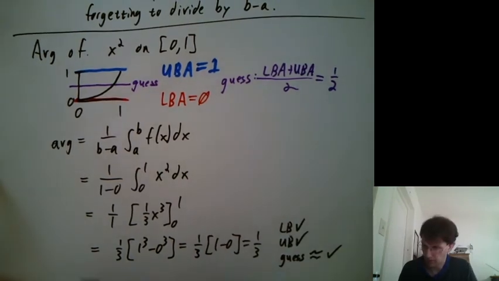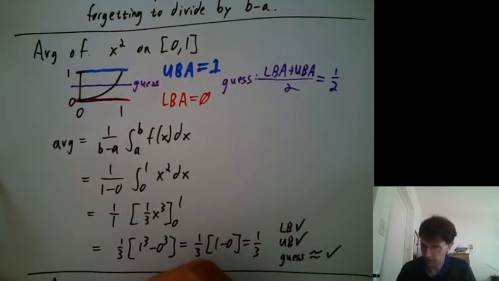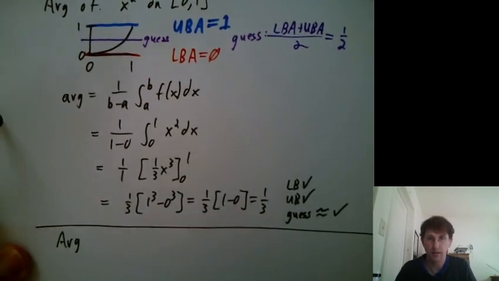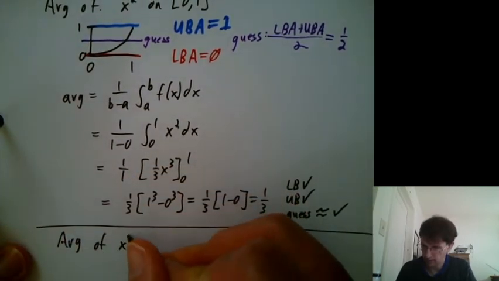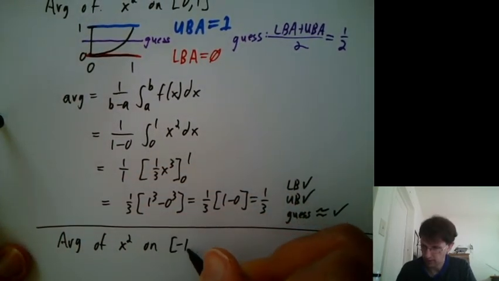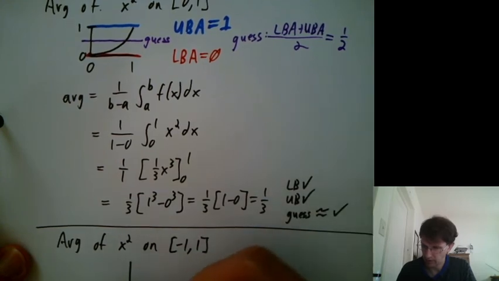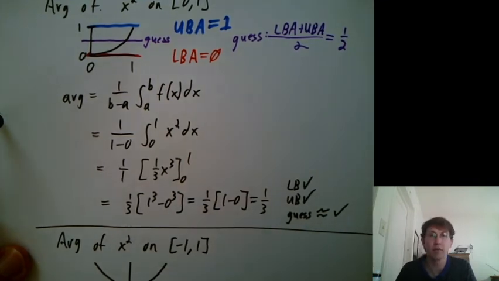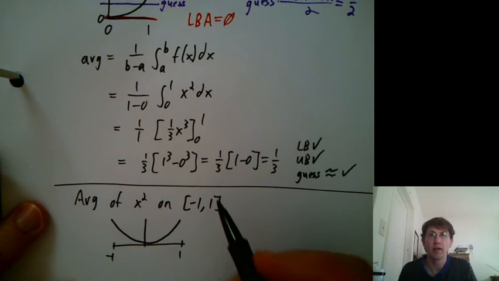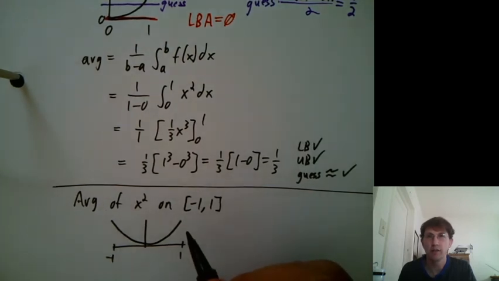Let's do another problem based on this. How about the average of x squared on the interval -1 to 1? Good thing to do is draw a picture, right? So it's our favorite parabola, well, some people's favorite parabola anyway. Do you even need to do any calculus here?